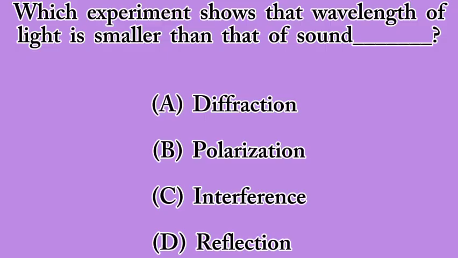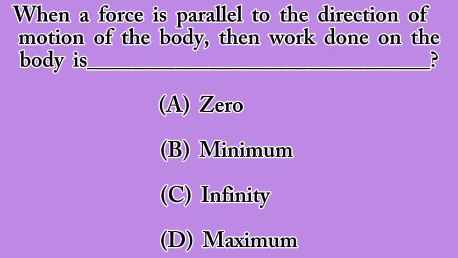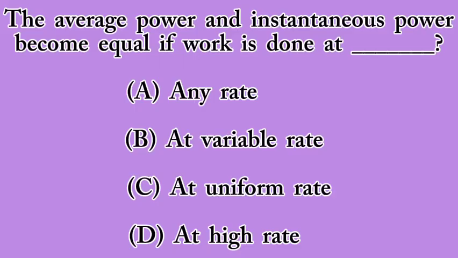Which experiment shows that wavelength of light is smaller than that of sound? A. Diffraction, B. Polarization, C. Interference, D. Reflection. When a force is parallel to the direction of motion of the body, then work done on the body is: A. 0, B. Minimum, C. Infinity, D. Maximum. The average power and instantaneous power become equal if work is done: A. At any rate, B. At variable rate, C. At uniform rate, D. At high rate.